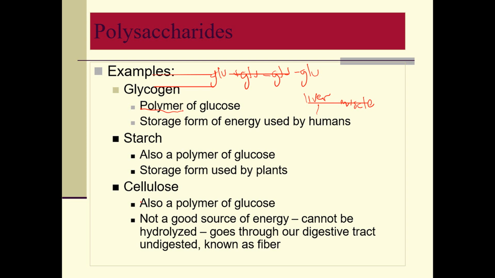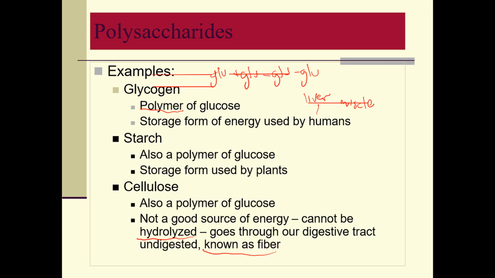So why are we talking about it in human anatomy and physiology? Well, cellulose is not a good source of energy. It cannot be hydrolyzed. Hopefully that word sounds familiar. Hydrolysis, right? That's the reaction by which we break down these polysaccharides. So cellulose cannot be broken down into glucose. So even though it's made up of glucose, it has a unique linkage, and we do not have enzymes that recognize that linkage between these glucose molecules. So we can't break that bond, so we can't hydrolyze it for energy. So we call that fiber. It just goes through our digestive tract undigested.